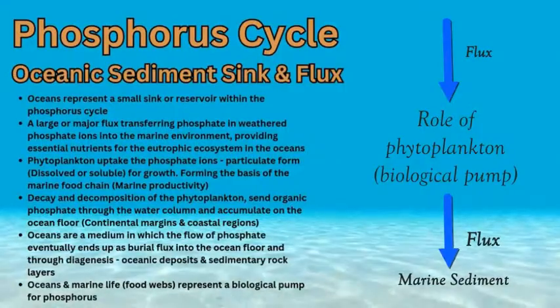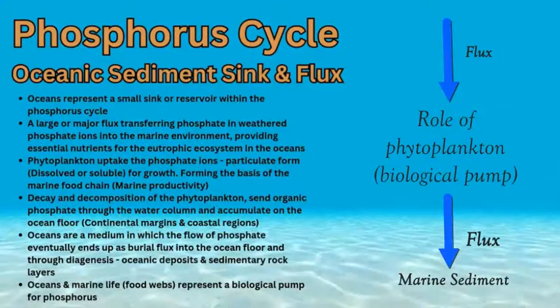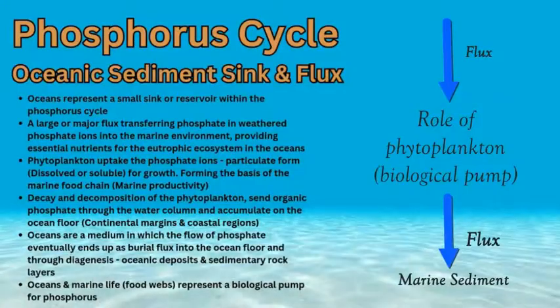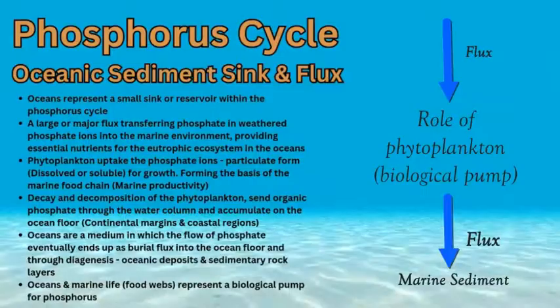When they decay and decompose and they fall to the bottom out of the euphotic zone onto the benthic zone of the ocean and accumulate on the ocean floor, there you have that large amount of phosphorus in the organic material that's decomposing.